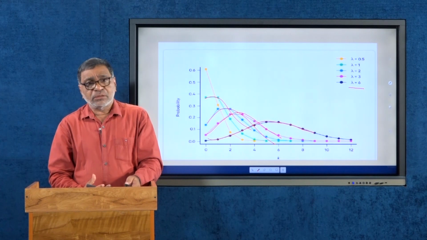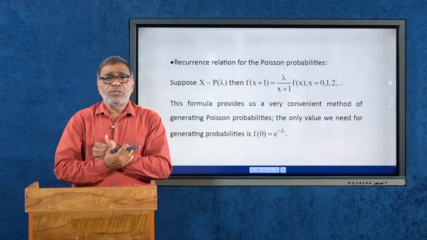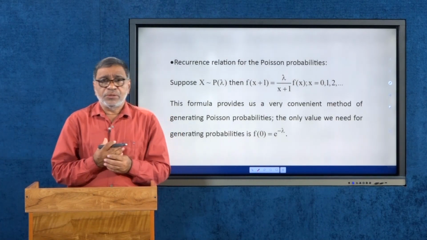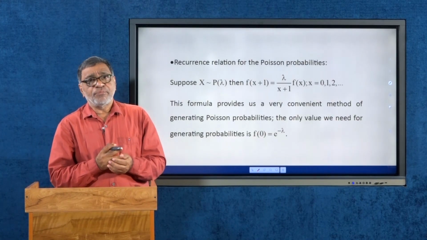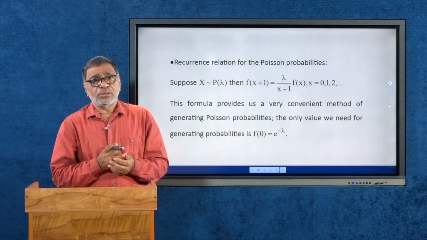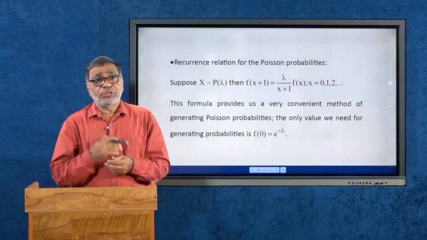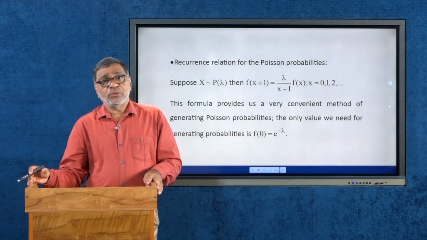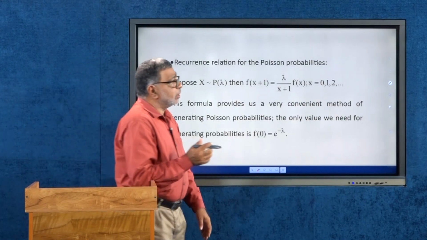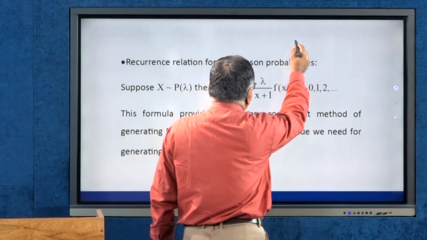Now I am going to introduce the formula of the Poisson distribution with regard to deriving Poisson probabilities. And you know the Poisson probabilities are obtained by this f of x.